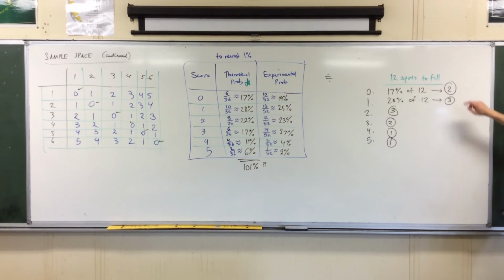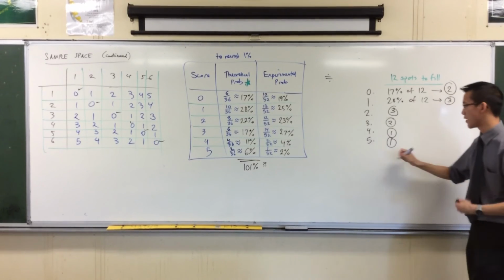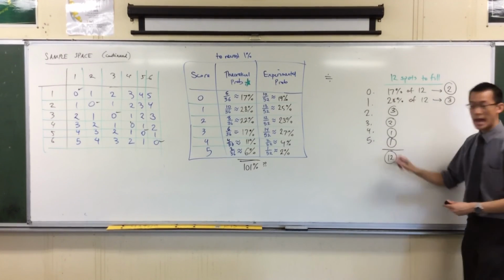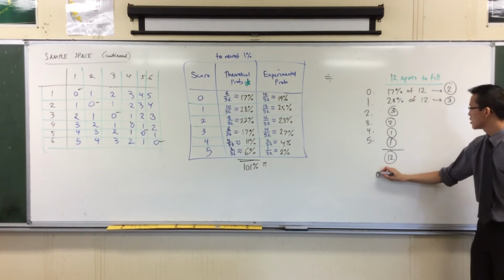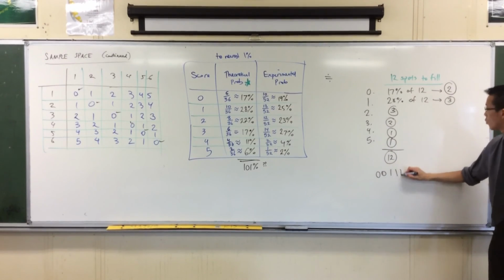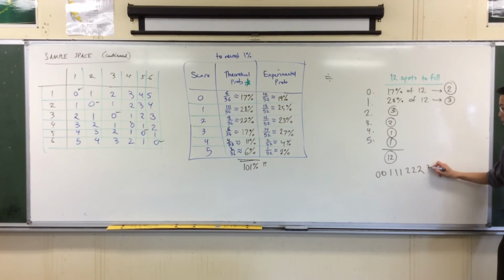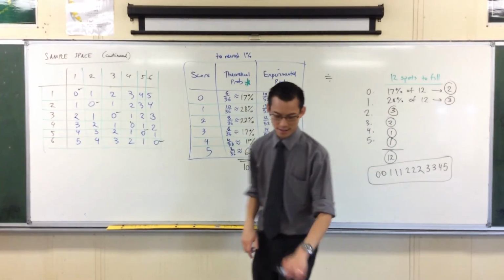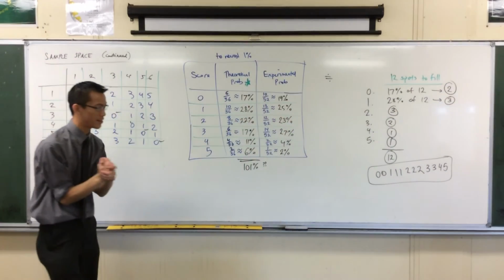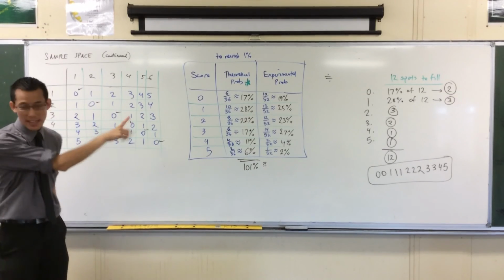Okay, so let's have a look here. 2, 5, 8, 12. Perfect. And this should be our perfect card in theory. 0, 0, 1, 1, 1, 2, 2, 2, 3, 3, 4, 5. That's it. Now let me follow with one final question before we end on this. That's the perfect card.